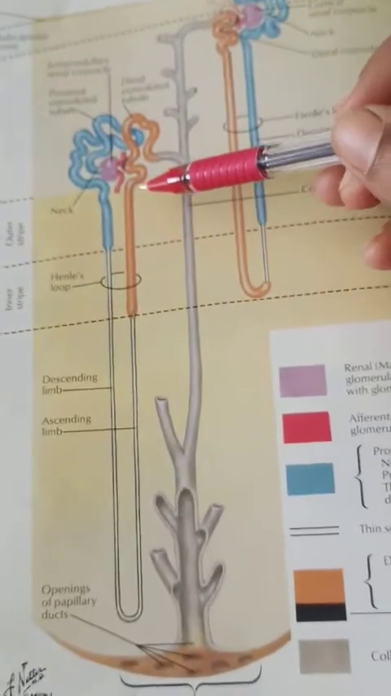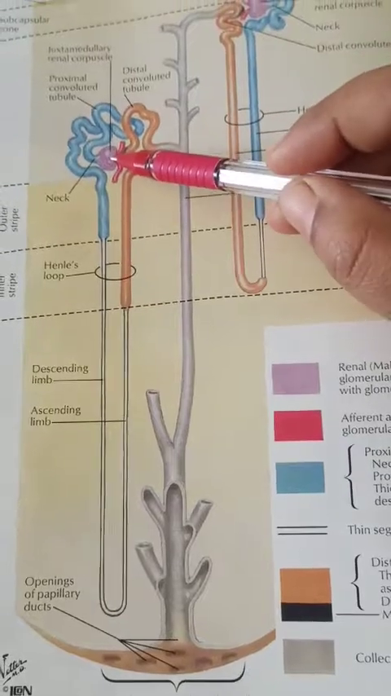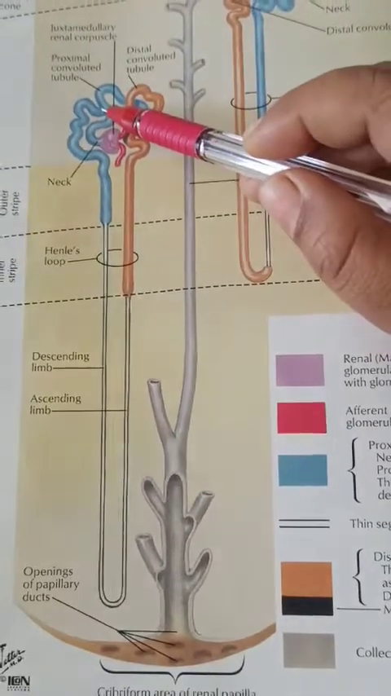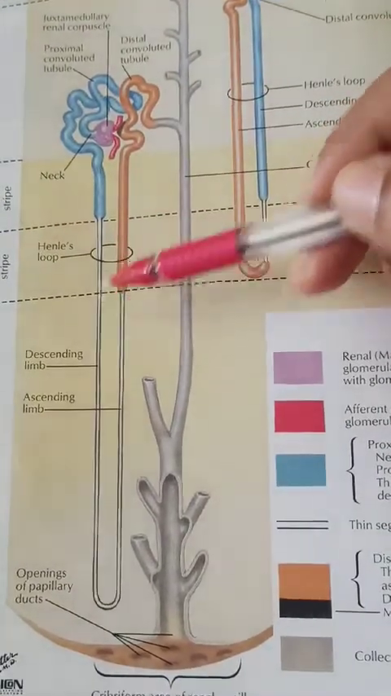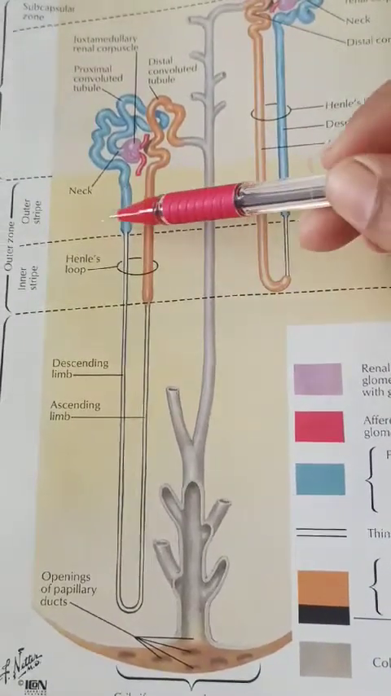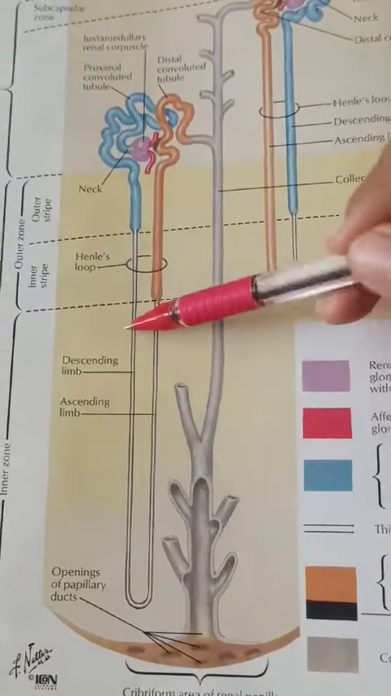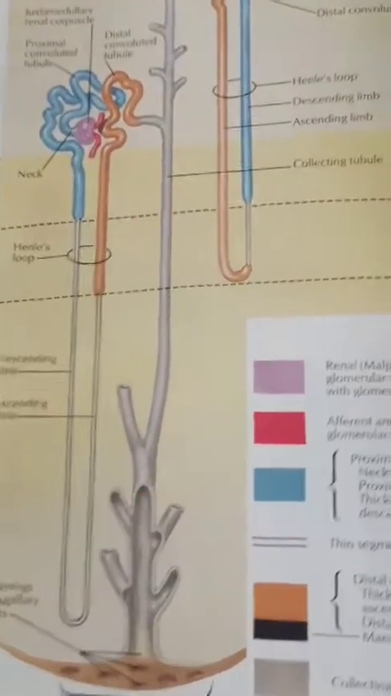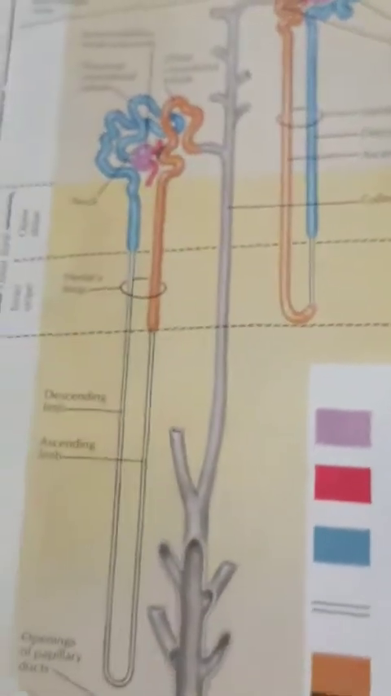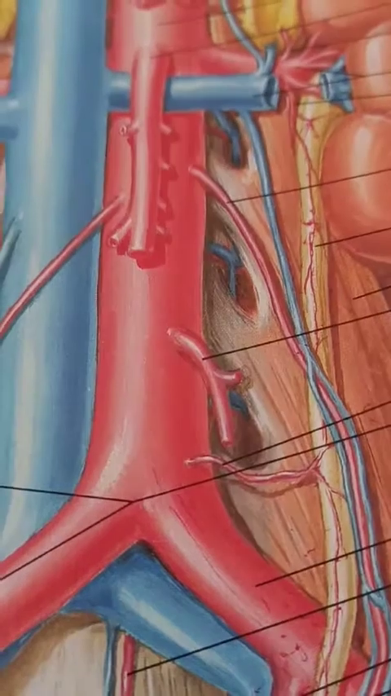So you have to draw this diagram and label the parts of a nephron. First, draw the Bowman's capsule, proximal convoluted tubule, loop of Henle, distal convoluted tubule, then collecting duct. Among these, up to this portion we can see in the cortex, and these portions we can see in the medulla. That is the microscopic structure of the kidney.